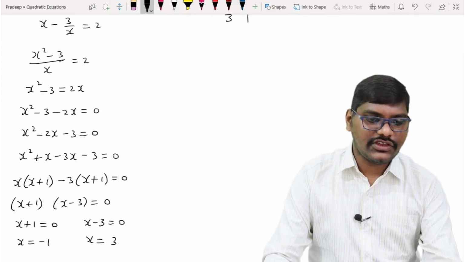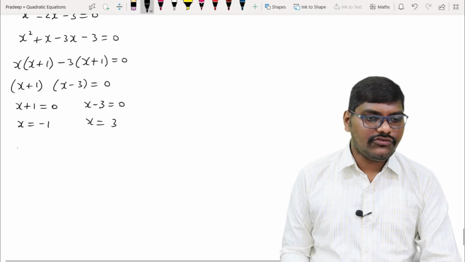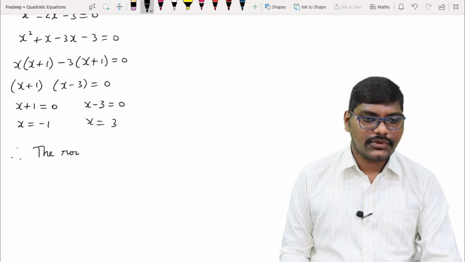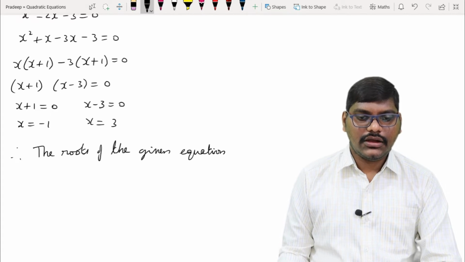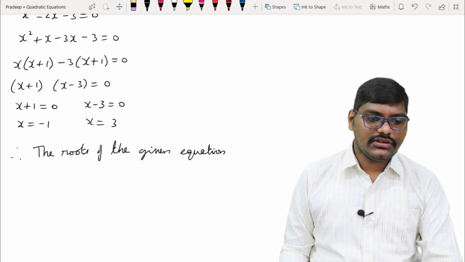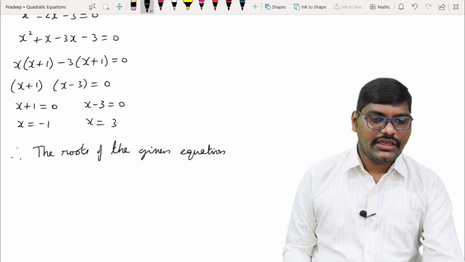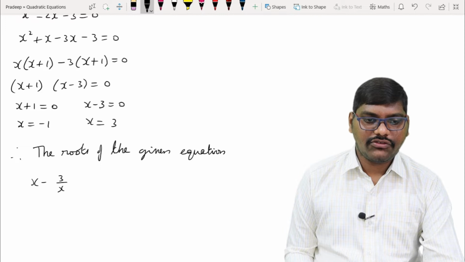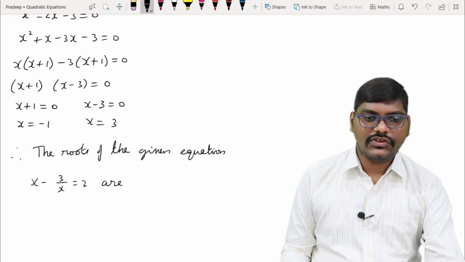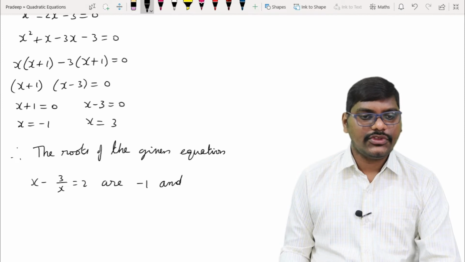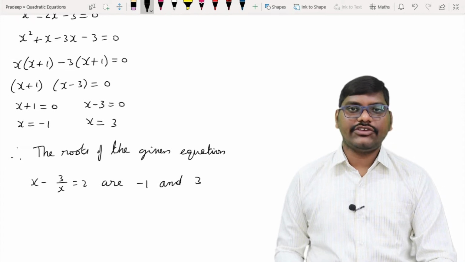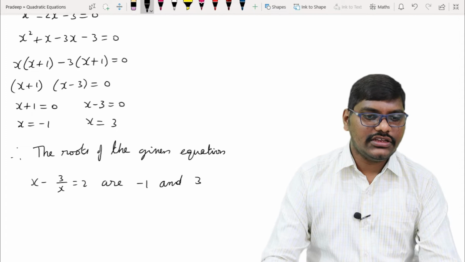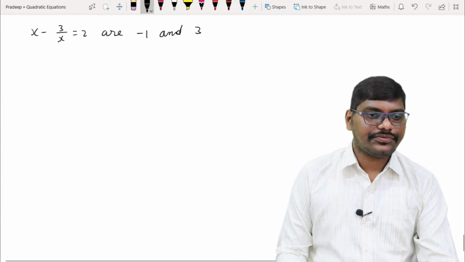We'll write the conclusion for the same. Therefore, the roots of the given equation are, first we'll write the equation: x minus 3 by x equal to 2 is the equation, and the roots which we got are minus 1 and 3. These are the values we got for this particular quadratic equation. Alright, let's go for the next question, the ninth question.